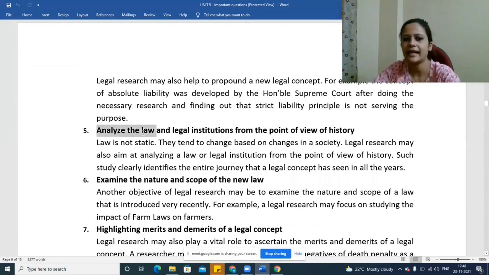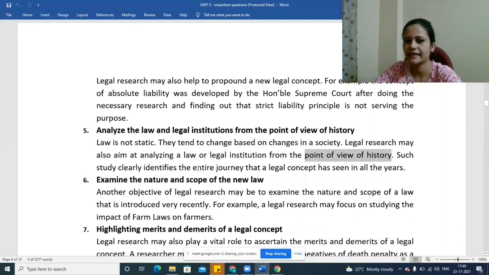Next is analyzing law and legal institutions from the point of view of history. As I said, law will keep on changing. So legal research may aim at analyzing a certain law or legal institution from the point of view of history.